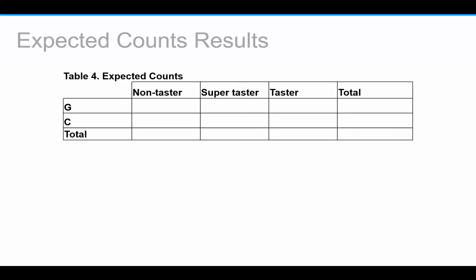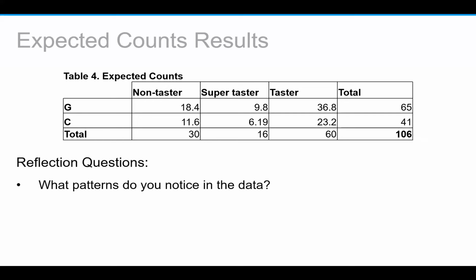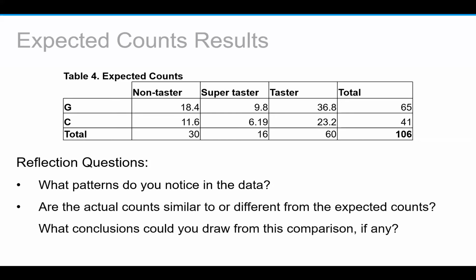Students will obtain the following results, and at the end of this part, students are again prompted to reflect on any patterns they noticed in the data. The reflection questions also ask students to compare the expected counts to the actual allele counts from the earlier part and determine if they can draw any conclusions from this comparison.